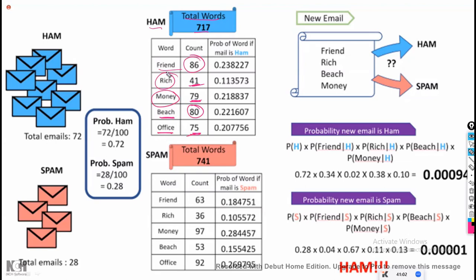Okay. Now, what is the probability of being friend in ham? That is 86 divided by the total, which is 717. You are just going to calculate the probability. Similarly for rich, for money, for beach, for office, like this you are going to calculate the probability. This word within the ham, this word within the ham. So you are going to separate the ham data, and within the ham data, you are identifying each word separately.